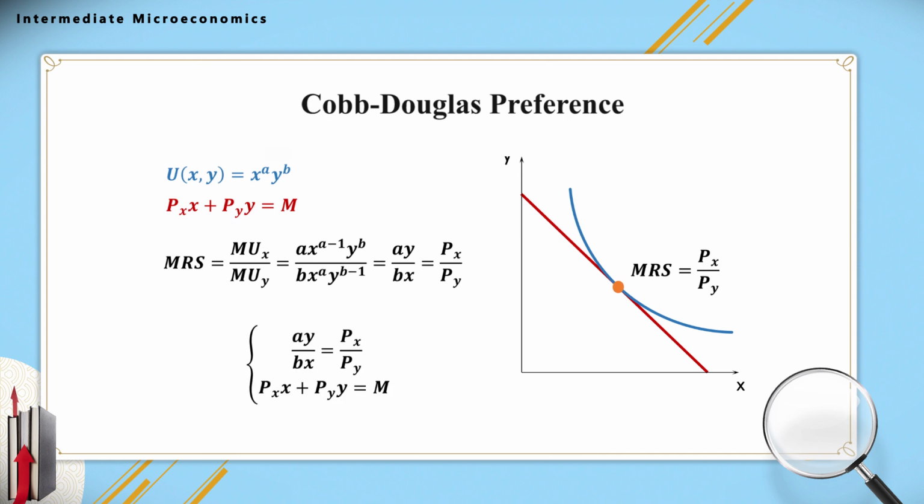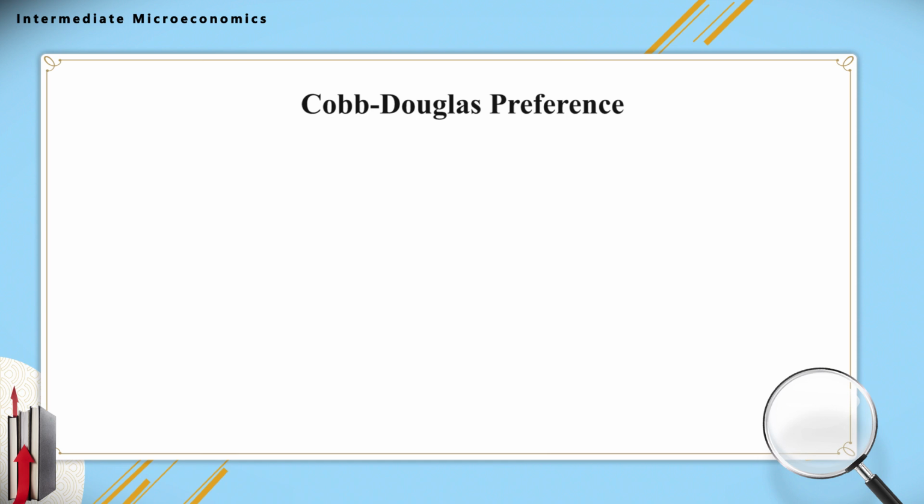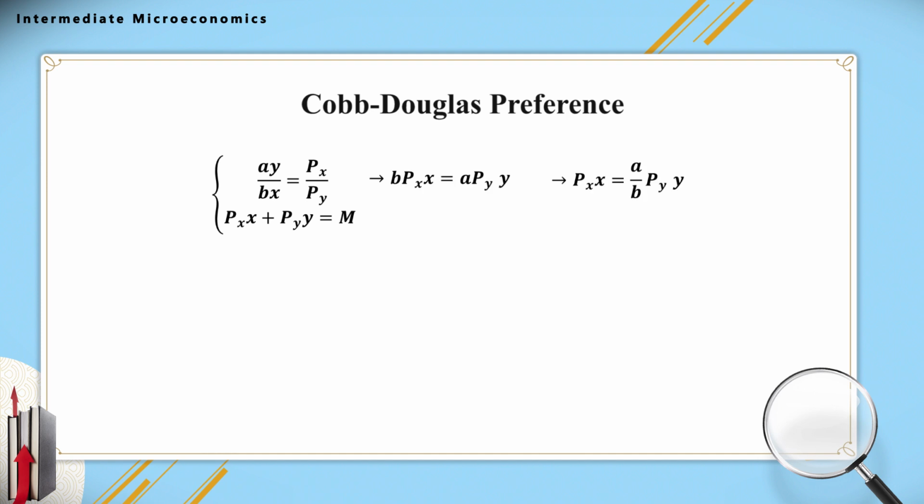And then combine it with the budget constraint. By solving these two equations for the two unknown variables, we can obtain the consumer's demand for x and y. Let's try to solve the equations together. Rearranging the first equation, we get B Px x equals A Py y. Then Px x equals A over B times Py y. Now we plug this result into the second equation.